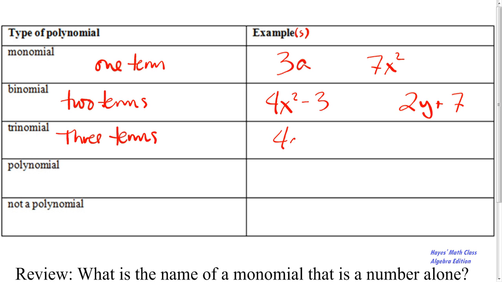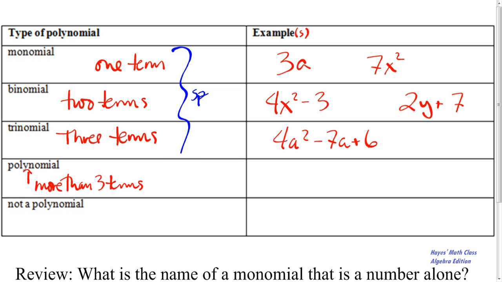So 4a squared minus 7a plus 6 would be an example. For a polynomial, this is usually used if you have more than three terms. Now again, technically these are specific polynomials.